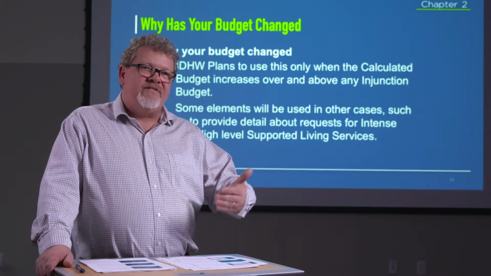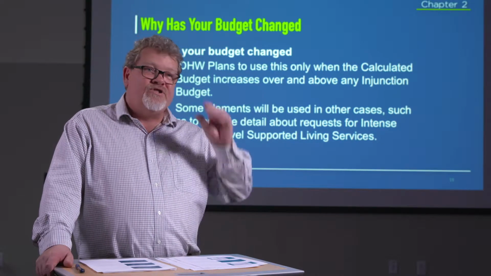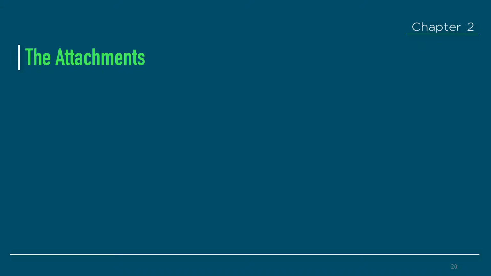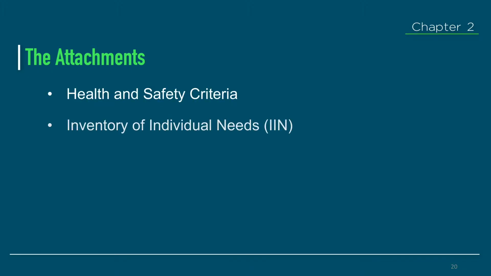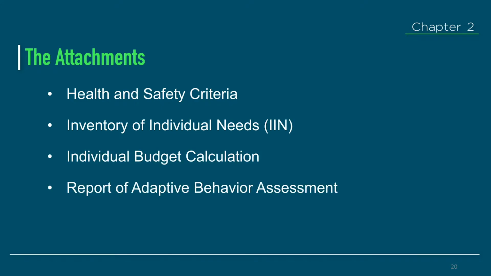The next set of documents we're referring to generally as the attachments to the budget notice. The attachments include a document labeled Health and Safety Criteria, the Inventory of Individual Needs, the Individual Budget Calculation, and the Report of Adaptive Behavior Assessment, or the SIBR report. So let's talk about the Health and Safety Criteria.